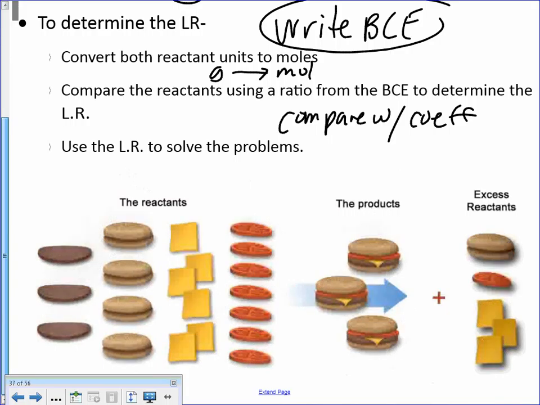Can I go through an example now? In just a second. Oh, wait a second.